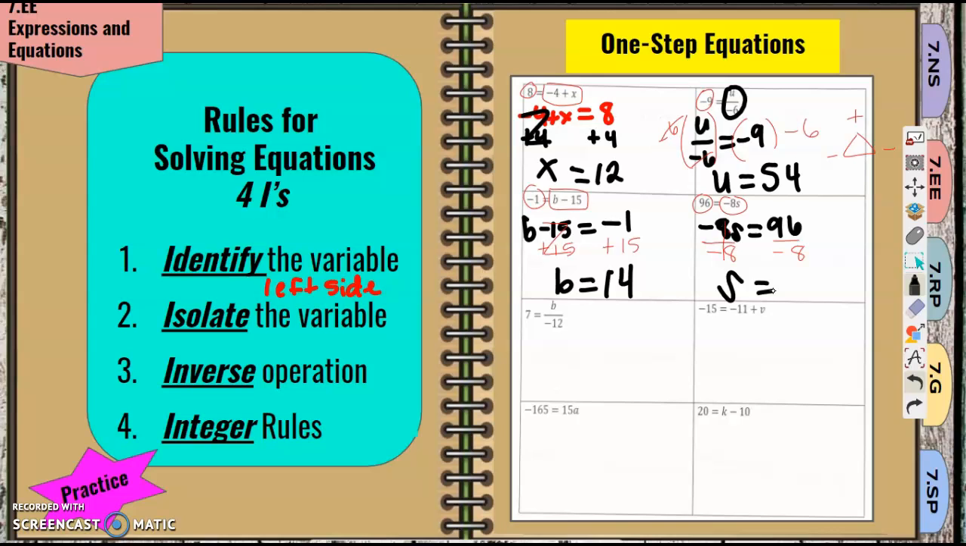Now I look at my triangle. A positive divided by a negative is a negative, and 96 divided by 8 is 12. So my answer is s equals negative 12.